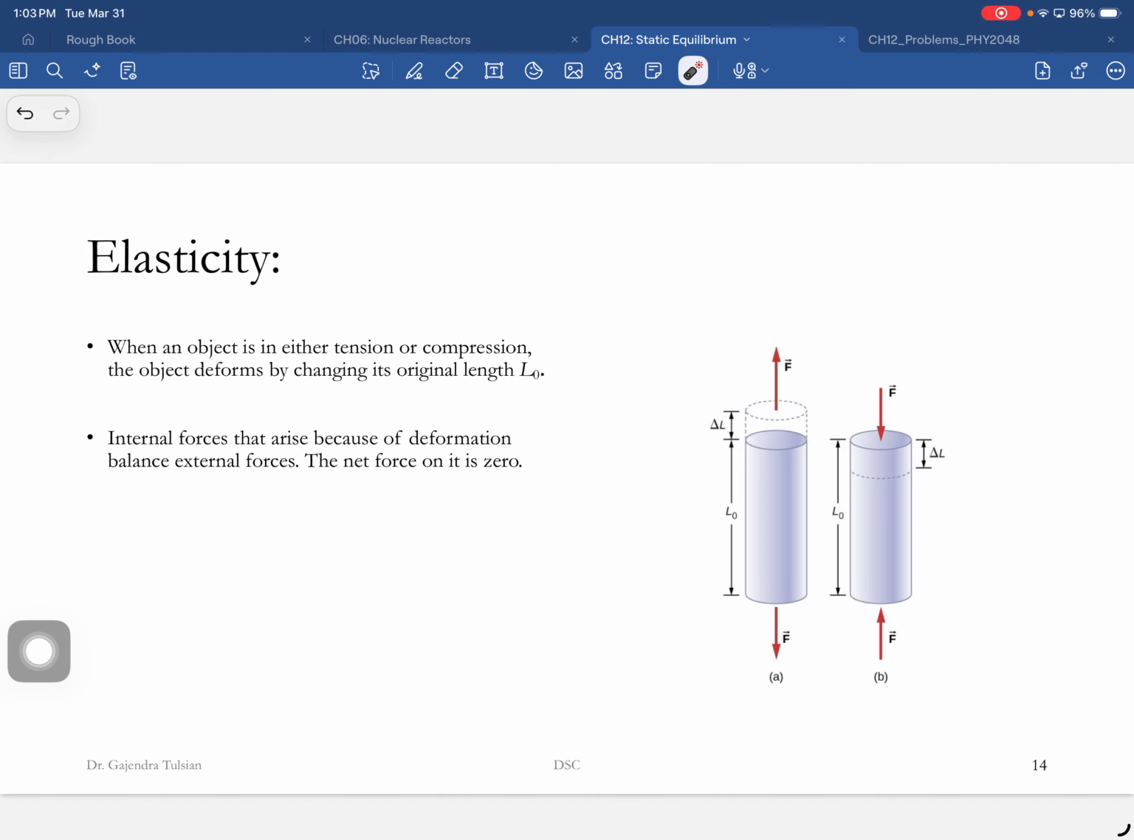All right, now let's come to elasticity. Okay, so here's a structure, and let's say you applied forces like this. These are called tensile forces. A force is called a tensile force if it's stretching the object, and it's called a compressive force if it's trying to compress the object.